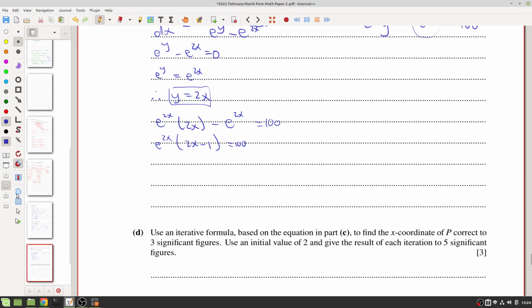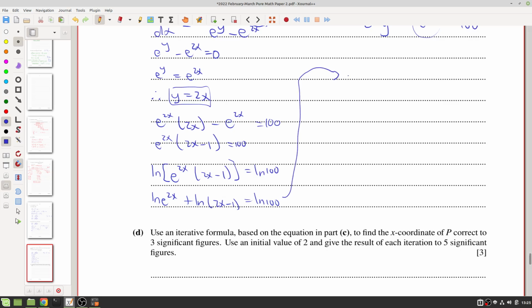Okay, where am I now? Oh, that seems fine. Okay, so let's take ln of both sides. So ln of e to the 2x times 2x minus 1 equals ln 100. Okay, now we can split this up into ln e to the 2x plus ln 2x minus 1 equals ln 100.